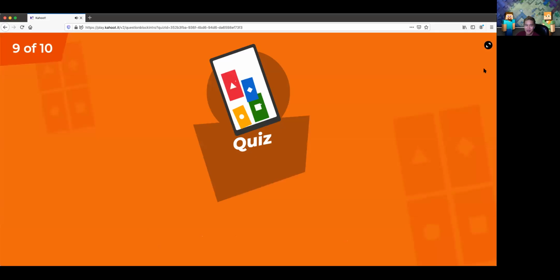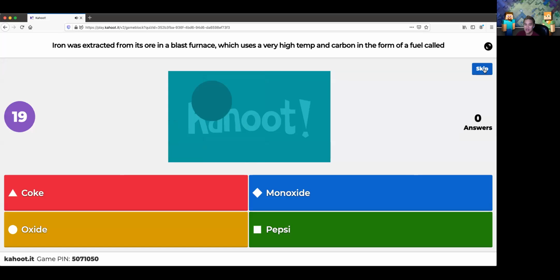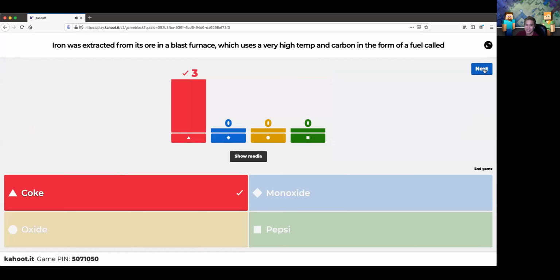Question number 9. Iron was extracted from its ore in a blast furnace, which uses a very high temperature and carbon in the form of fuel coal. Is it coke, monoxide, oxide, or Pepsi? All right, so the correct answer is coke. Coke is burnt to form a gas called carbon monoxide inside the blast furnace.